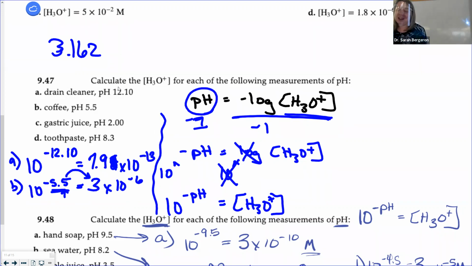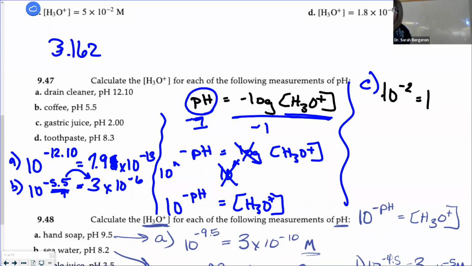All right. So C, let's do C over here. C, gastric juice, pH 2.00. So see how we have 2 places past the decimal? We're going to give it 2 significant figures. So we do 10 raised to the negative 2. What do you get? You get 1.0 times 10 to the minus 2.